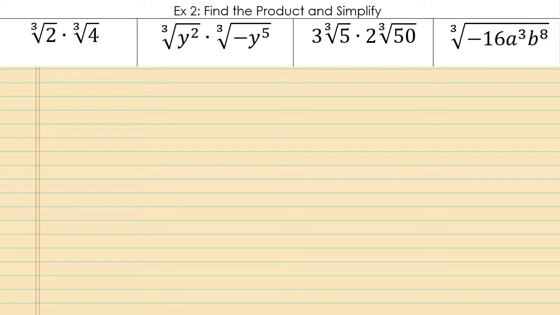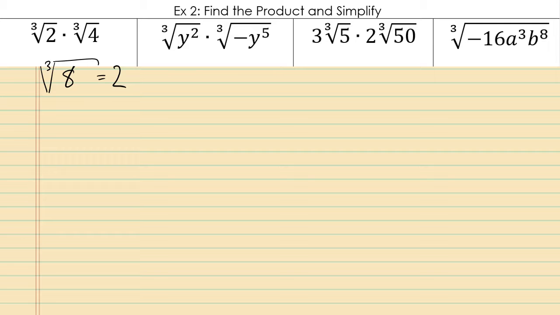When multiplying cube roots, we will multiply the numbers that are outside with the numbers that are outside, and numbers that are inside the cube root with the other numbers that are inside the cube root. For the first one, we would have cube root of 8, which is equal to 2.